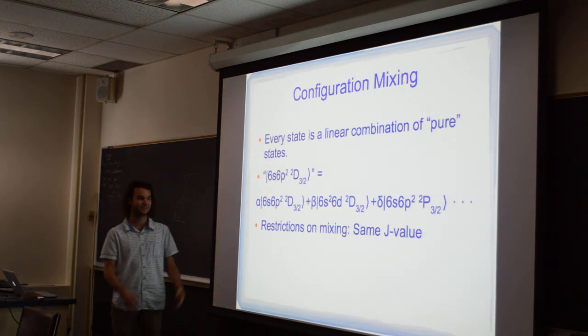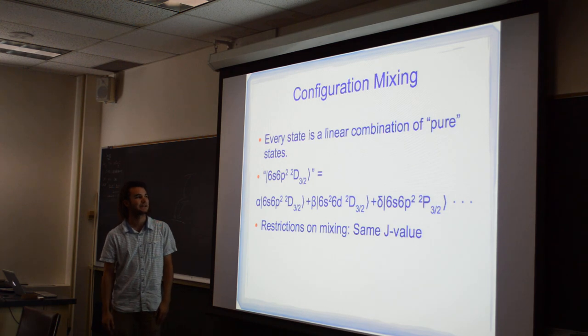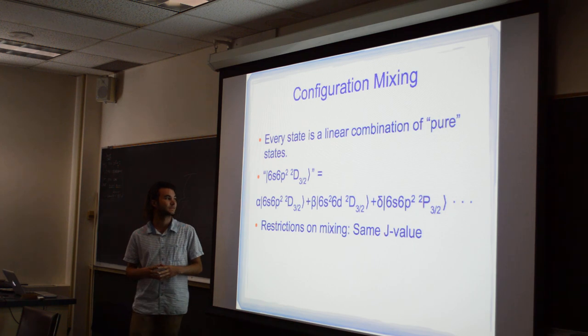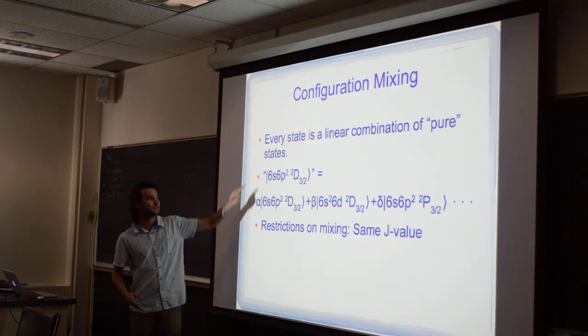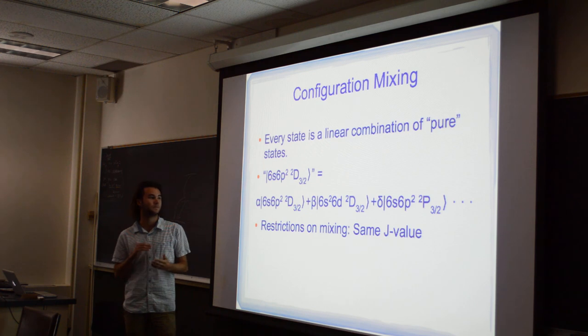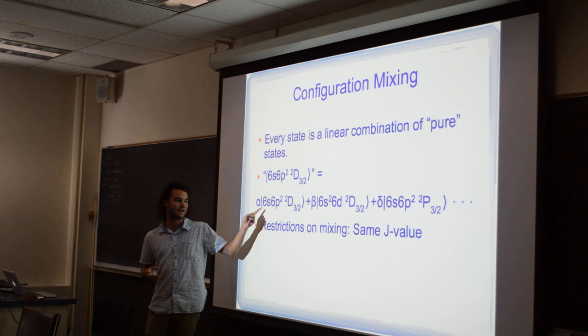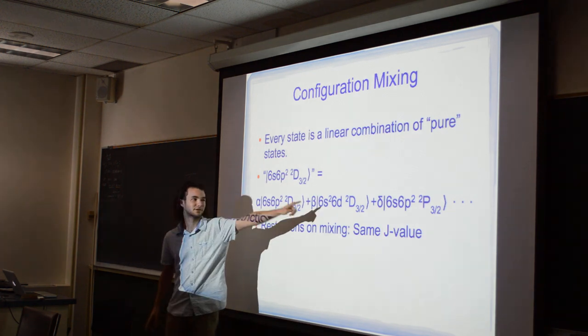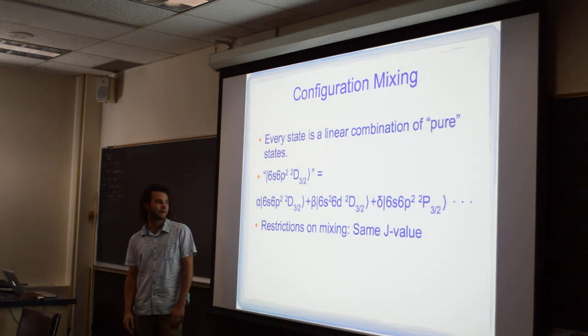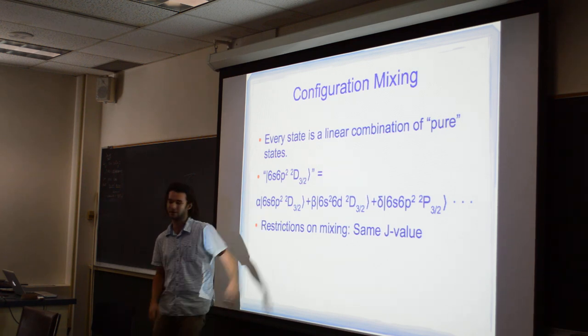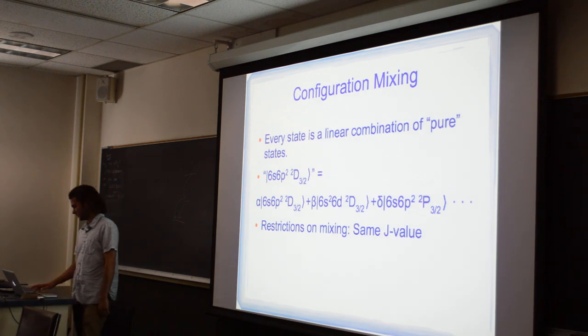So, like I said, it's just an approximation. Actually, every state is a combination of lots of different states. For example, this state in lead-2, we call it a doublet D because the biggest contribution is from this doublet D state, but it also has contributions from other states to some degree. And just to note that if they're going to have mixing, they have to have the same J value.